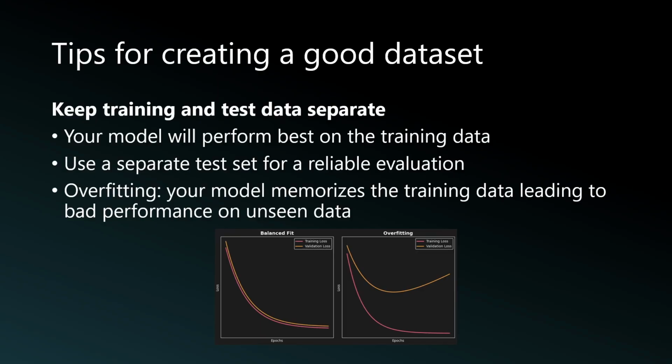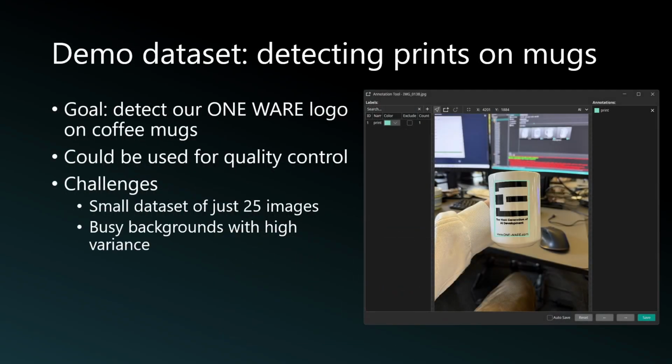So now that you know what to look out for creating a good data set, let me show you the data set that we will be using today. We created a small data set of our ONE WARE coffee mugs. And the goal for this demonstration is to detect the logo that is printed on them. This could, for example, be used for a quality control application, where you try to detect whether the logo was printed on the correct part of the cup. Or it could be extended to detect different logos and see whether the correct logo was printed, or maybe even check whether there are any printing mistakes.